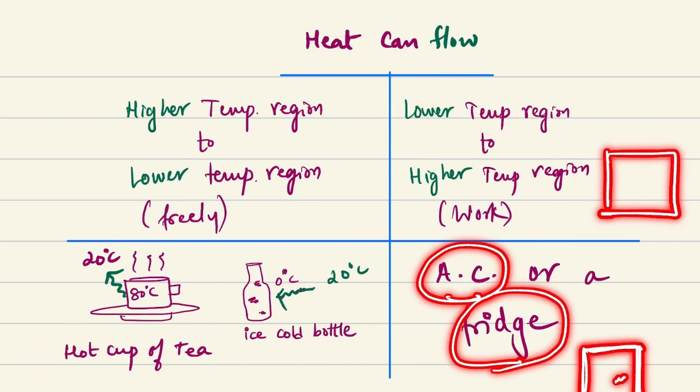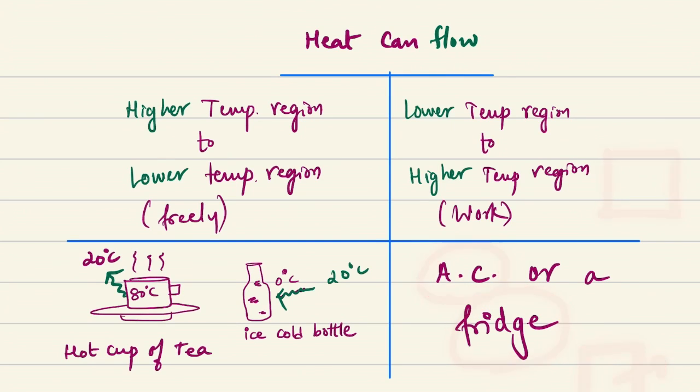So heat from the inside of the fridge is thrown outside the fridge, and this is done by the outdoor unit, or you can say the compressor. For an AC, if this is our room, then heat flows from the inside of the room to outside of the room. This is done by the outdoor unit of the AC, which consists of a compressor. We'll be studying more about AC and refrigerator when we'll be discussing thermodynamics.